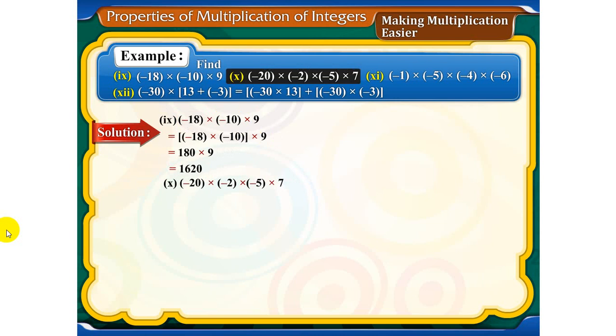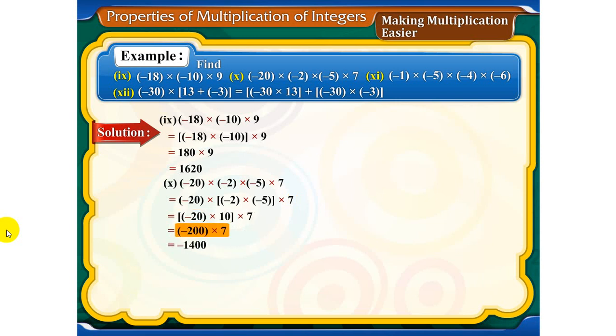10. Negative 20 multiplied by negative 2 multiplied by negative 5 multiplied by 7 is equal to negative 20 multiplied by negative 2 multiplied by negative 5 multiplied by 7, which is equal to negative 20 multiplied by 10 multiplied by 7, which equals negative 200 multiplied by 7, which equals negative 1400.